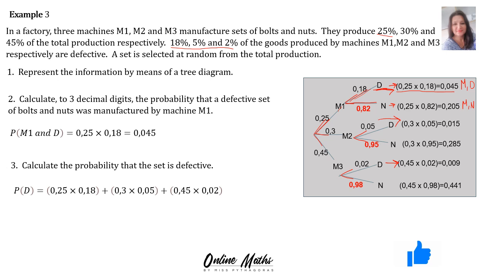So what did I do there? You can see everyone that has a defective. It's 0,25 times 0,18 plus this one, 0,3 times 0,05 plus this one, 0,45 times 0,02. And then when you work all of that out, you get 0,069. And as a percentage, you times it by 100, so there's a 6.9% probability.